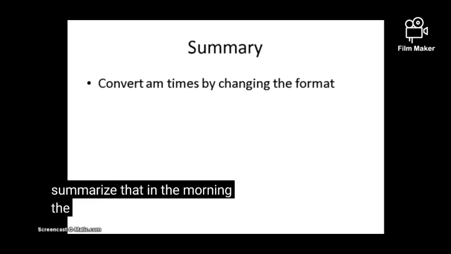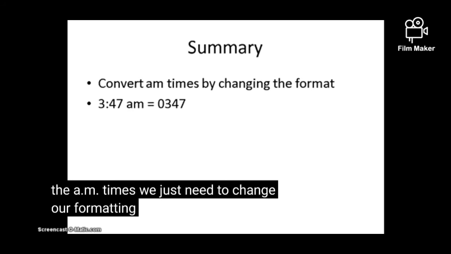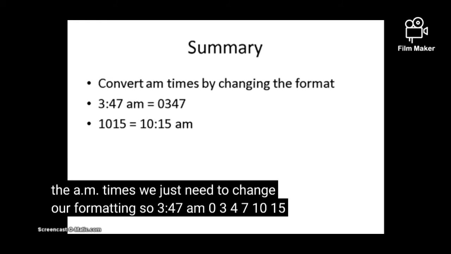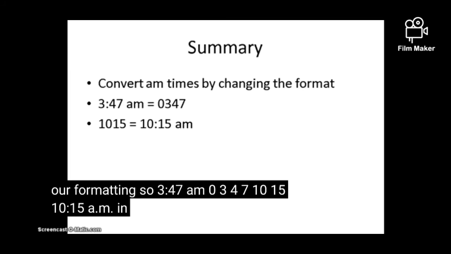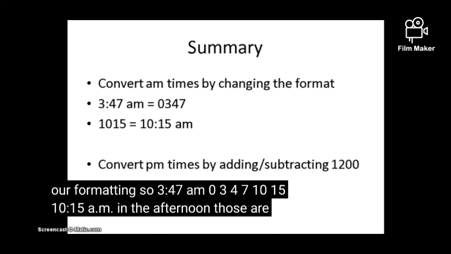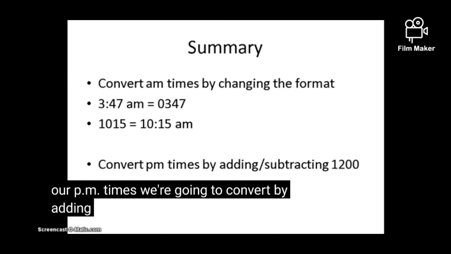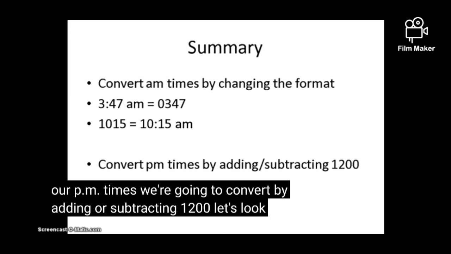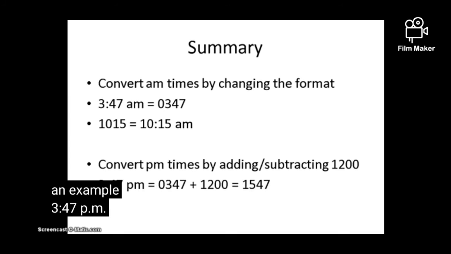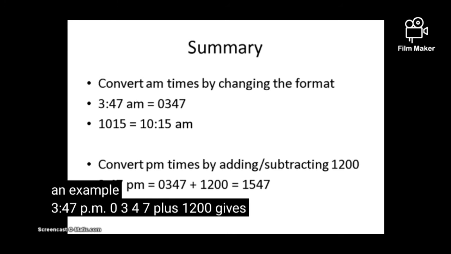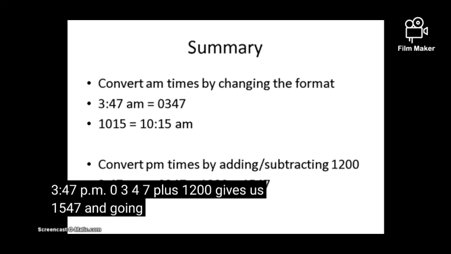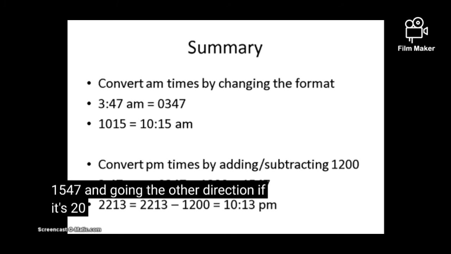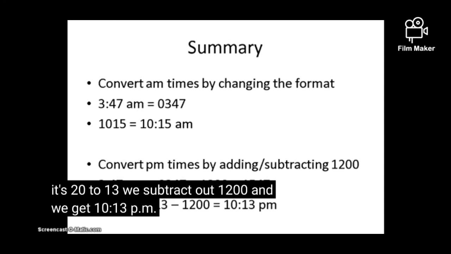In the morning, the a.m. times, we just need to change our formatting. So 3:47 a.m. is 0347. 10:15 is 10:15 a.m. In the afternoon, those are our p.m. times, we're going to convert by adding or subtracting 1200. Let's look at an example. 3:47 p.m., 0347 plus 1200 gives us 1547. And going the other direction, if it's 2213, we subtract out 1200 and we get 10:13 p.m.